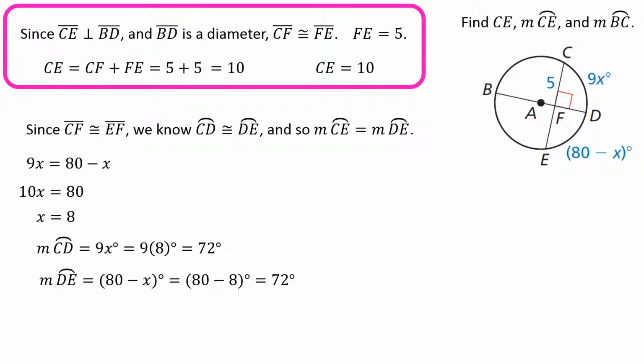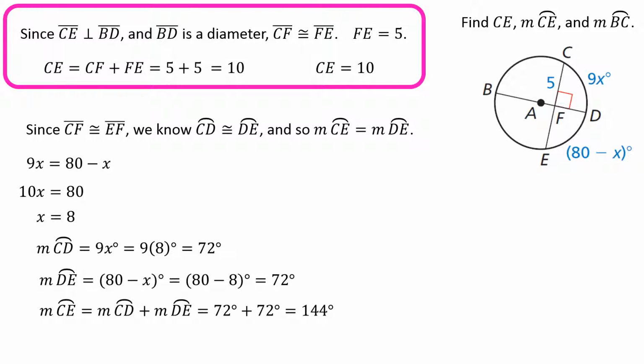Or I could have used the fact that those two arcs have to be congruent, so I knew that if one of them measures 72 degrees, the other also must measure 72 degrees. But this is a nice way of confirming that x really is 8, because when I plug 8 into each expression, it comes out to be the same value, 72 degrees. So, of course, the measure of arc CE will be 72 plus 72, which is 144. So the measure of arc CE is 144 degrees.